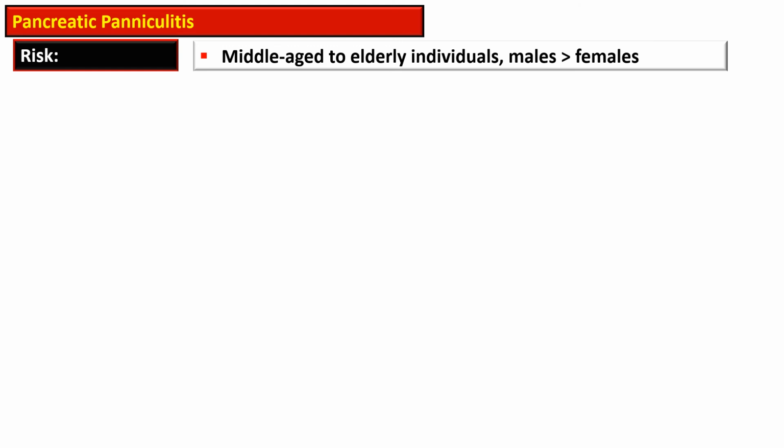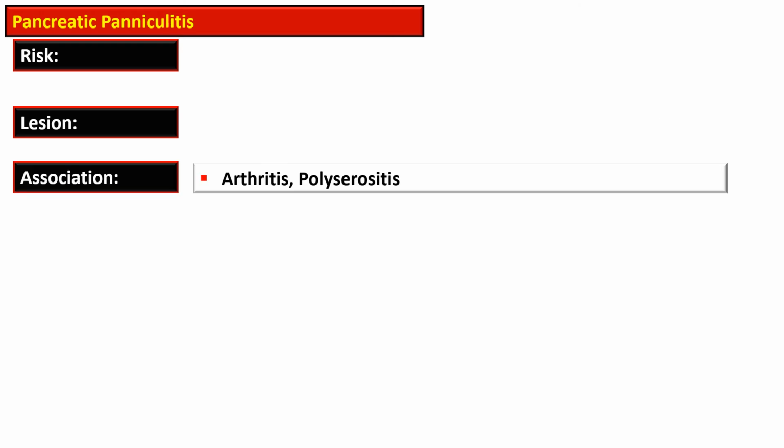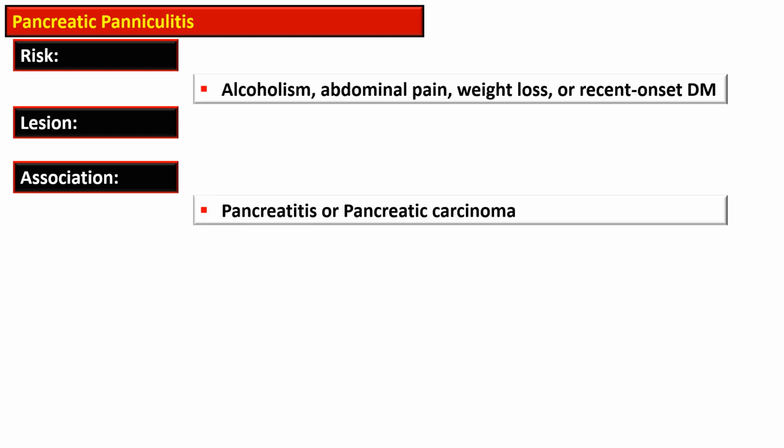One condition of panniculitis is due to pancreatic diseases, and this is termed pancreatic panniculitis. It is a disease of middle-aged to elderly individuals and more common in males, and the lesion is painful erythematous nodule and plaque that may fluctuate and recur. These may occur at any site with the predilection for abdomen, buttock, and legs. They are associated with arthritis and polyarthritis and pancreatitis or pancreatic carcinoma.